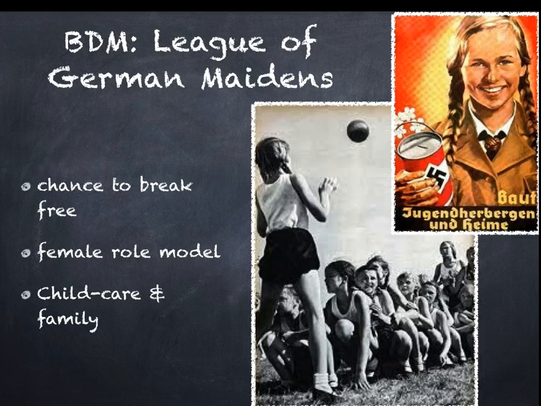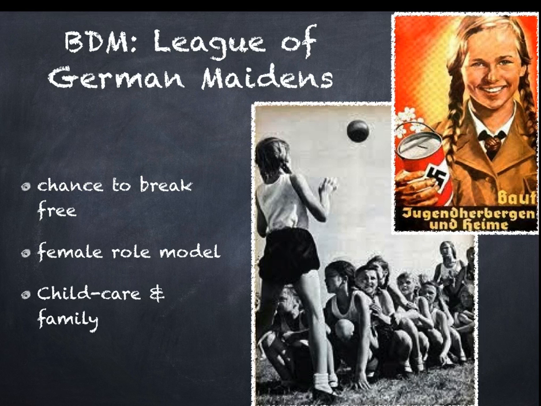The organisation for girls was the BDM, the League of German Maidens, and again, although the emphasis was on the three Ks, Kinder, Kirche and Küche, and again apologies about my horrible German pronunciation, which means children, church and kitchen. In other words, girls were taught how to be good housewives. It was also, ironically, a chance to break free and out of the home environment, go again and mingle and mix with other young people.